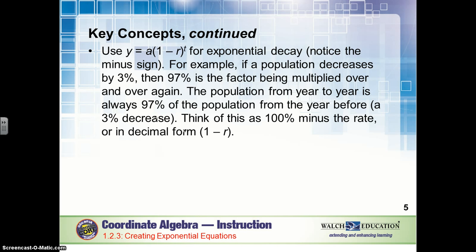Some other key concepts we need to know. Use y is equal to a parentheses 1 minus r close parentheses to the t power for exponential decay. Notice the minus sign. So if we're looking at a population that decreases by 3%, then 97% is the factor being multiplied over and over again. The population from year to year is always 97% of the population from the year before, a 3% decrease. Think of this as 100% minus the rate, or in decimal form, 1 minus r.